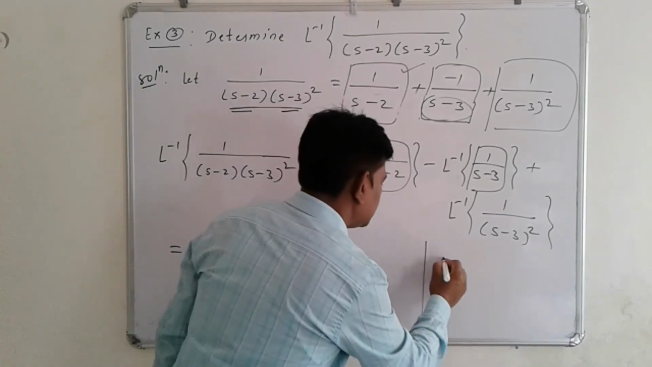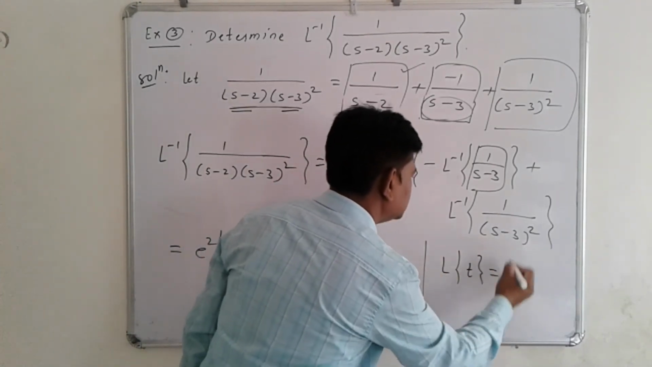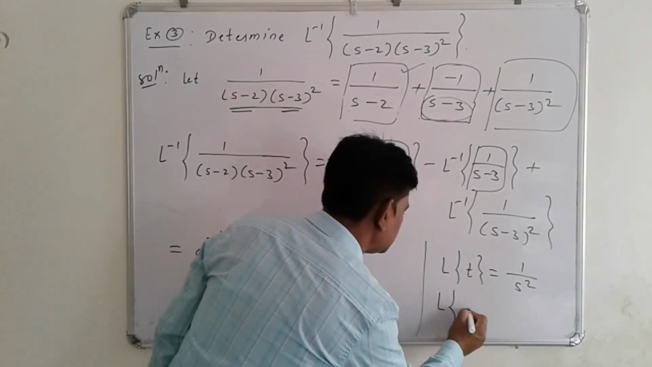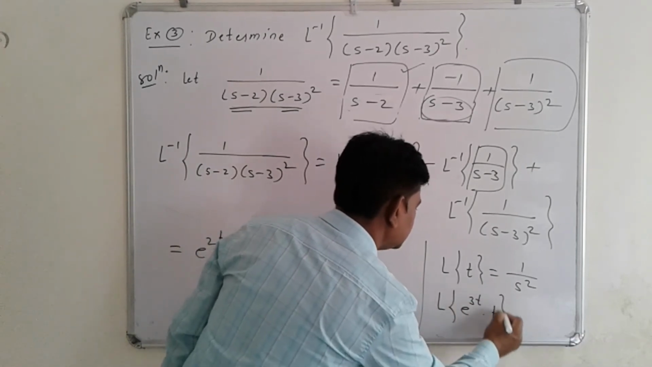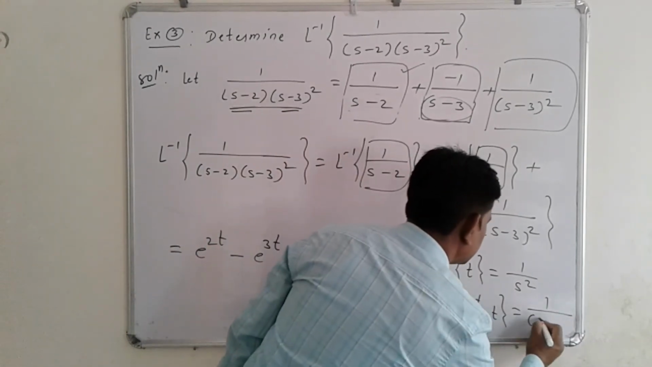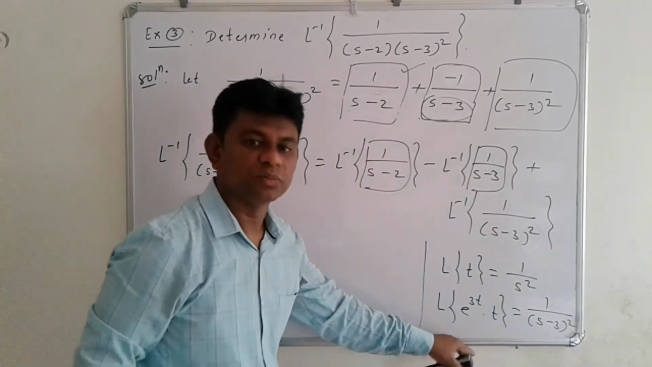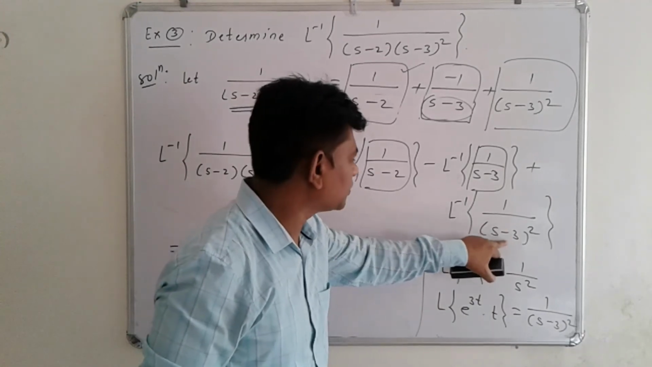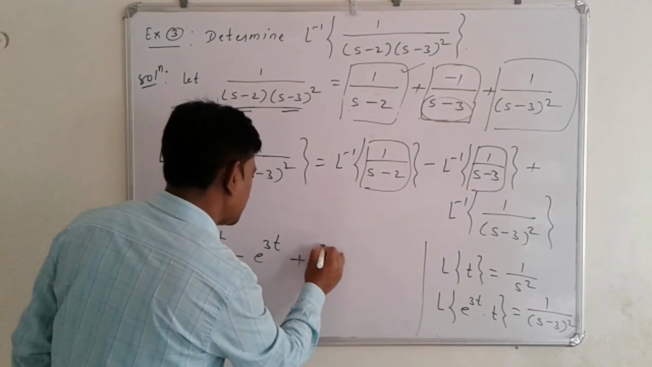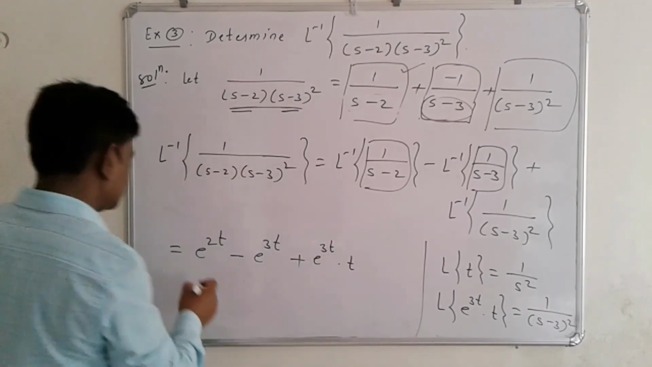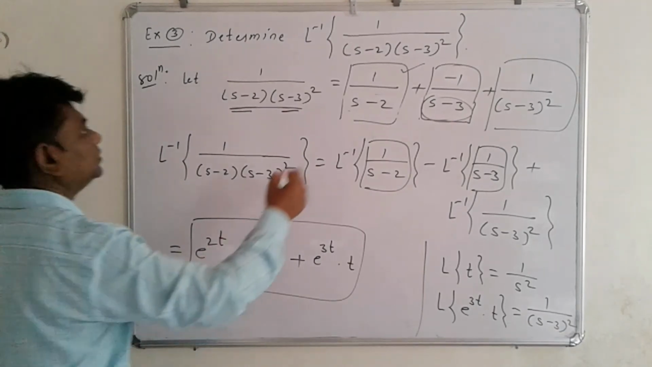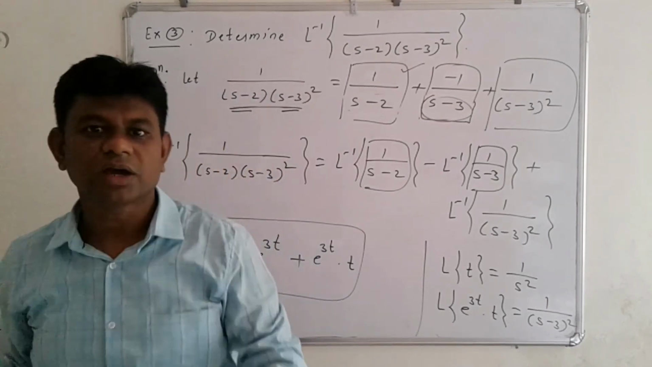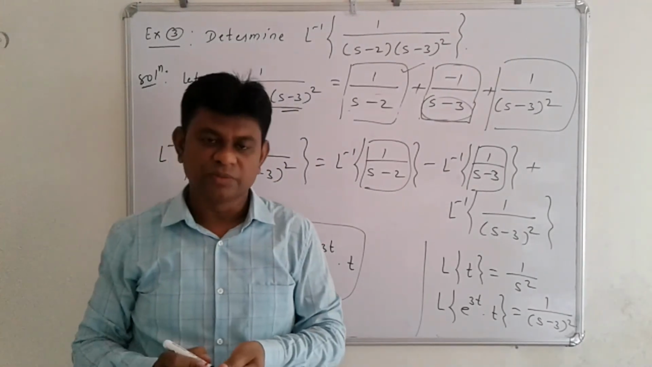Now we know that the Laplace transform of t is 1 upon s square, and the Laplace transform of e to the power 3t is equal to 1 upon (s minus 3) whole square by using the first shifting property. Now by using the inverse Laplace transform shifting property, the answer is t times e to the power 3t. So this is the inverse Laplace transform of the given function 1 upon (s minus 2)(s minus 3) whole square by using partial fraction method.